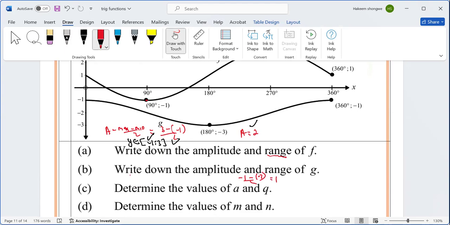What is going to be our range then? y is an element of -3 to -1. -3 is smaller than -1.